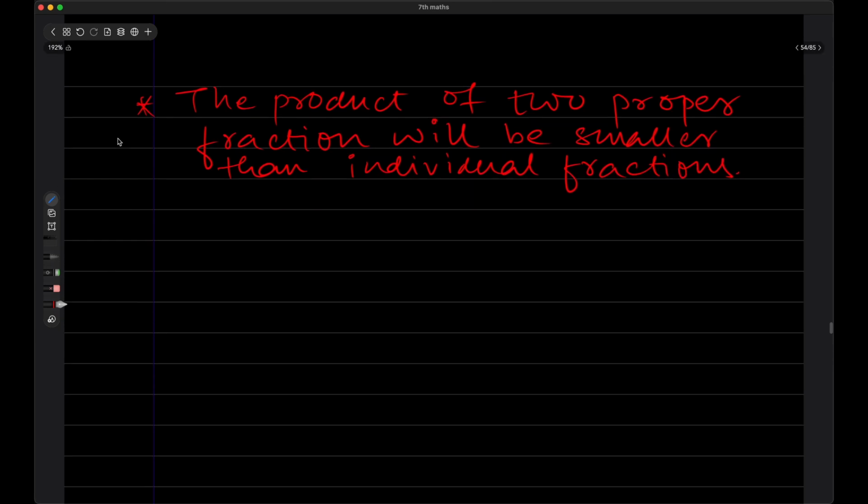Now let us check for two improper fractions.